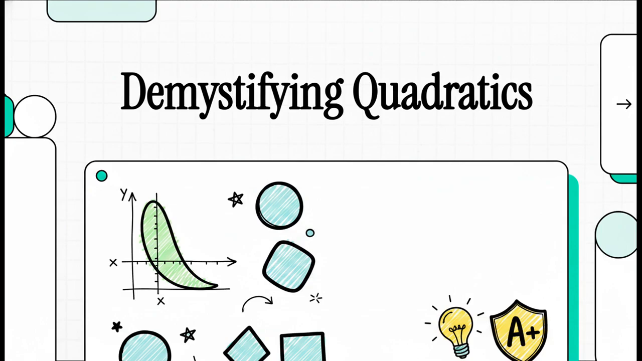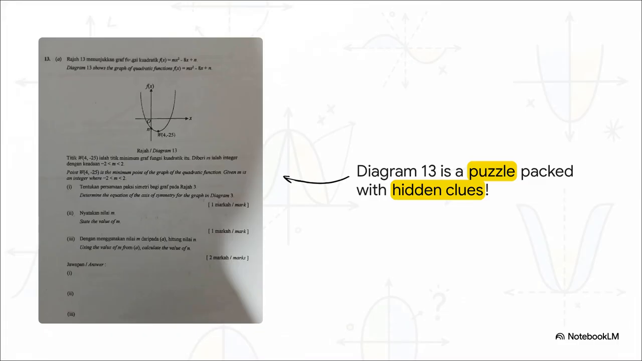Let's get into it. Okay, so let's dive right into diagram 13 from our source material. When you first glance at this, your brain probably screams, "Nope, it's a trap." But I want you to completely reframe how you look at this. This diagram is not trying to trick you. Think of it more like a beautifully designed escape room puzzle. It is literally packed with hidden clues. The text and the visual graph are basically talking to each other, and once you learn to speak their language, the answers just reveal themselves.